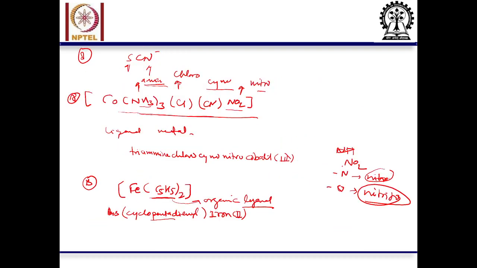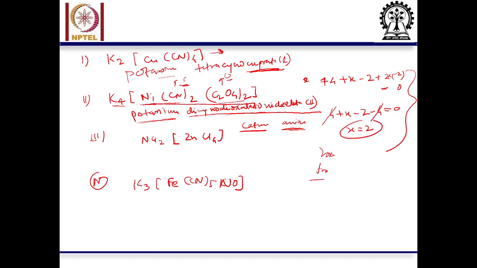Okay, so I have already told all the rules here. Can you write the name for the third? This is Na2[ZnCl4].